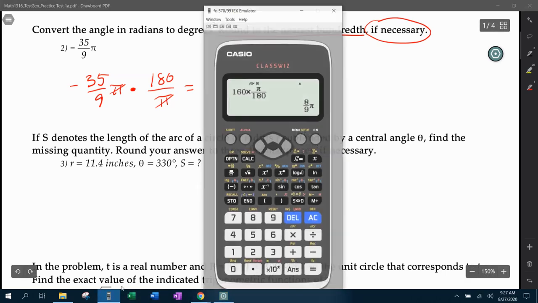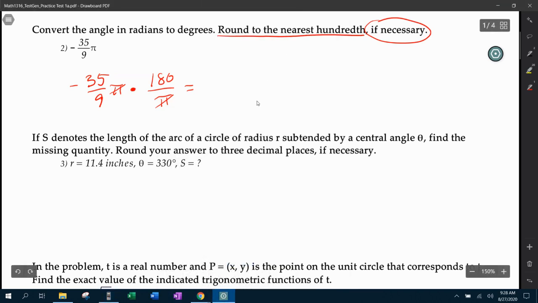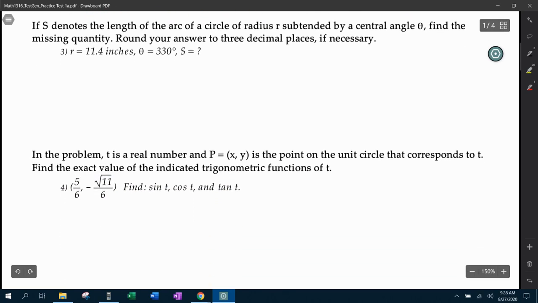Again, the easiest way to do that is with the calculator. So we're going to say negative 35 over 9 times 180. And notice this time we're not going to need to round because it's an integer. And so the answer is negative 700. Don't forget to put the degree symbol. That is a degree. And that's it for question number 2.